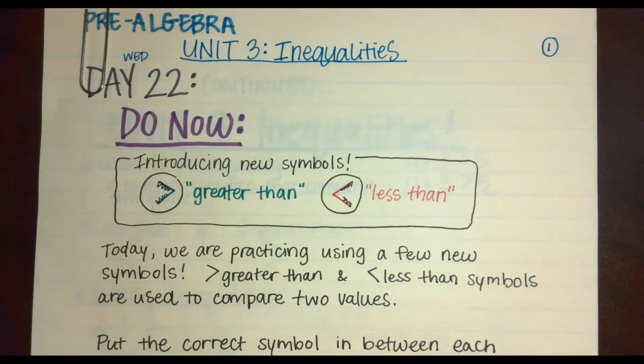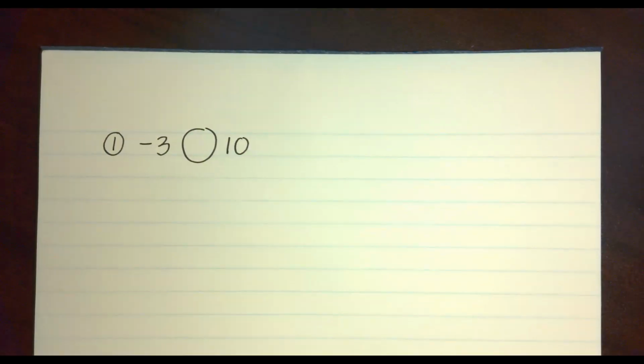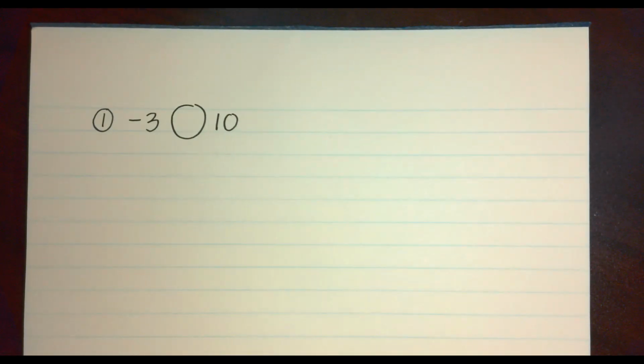So I have all the answers written on here, and I want to rewrite them so I don't just give them to you. I want to talk about them with you. So for number 1, we had -3 is what then 10? What did you guys say? Less than. Less than. Good.